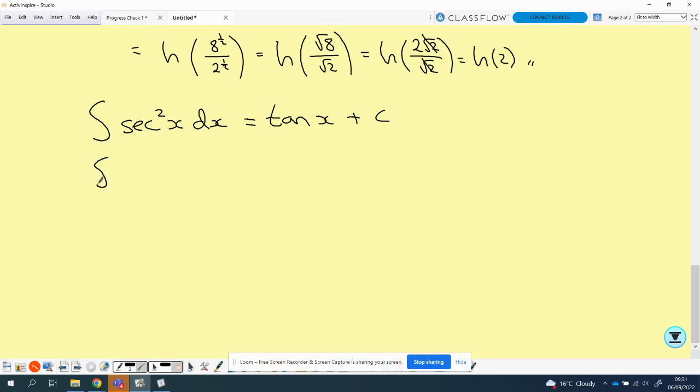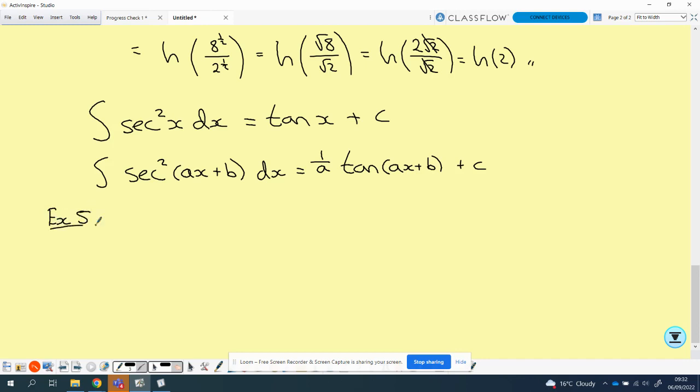And again, a more general version of it is if I've got sec squared bracket ax plus b dx. Okay, so I'm going to get tan ax plus b. If I differentiate the bracket, I get an a, so I get 1 over a tan ax plus b, plus c. Okay, so that's the more generic rule there.